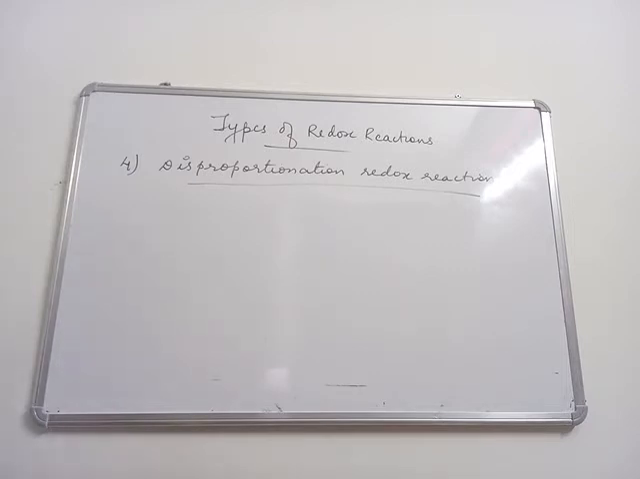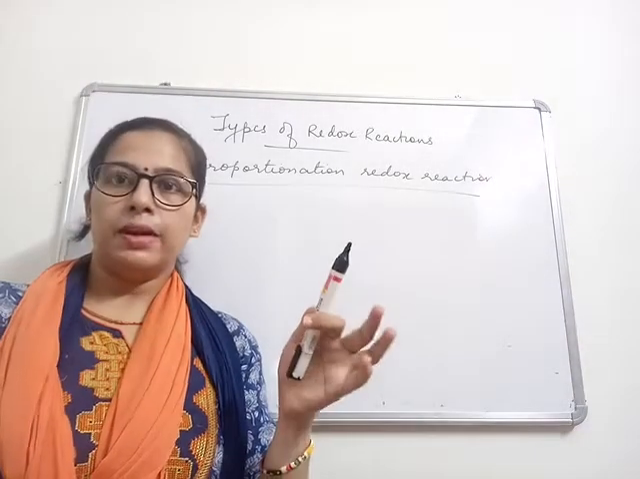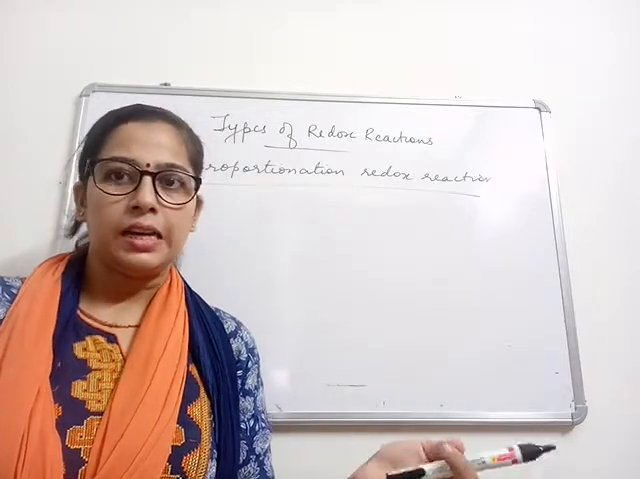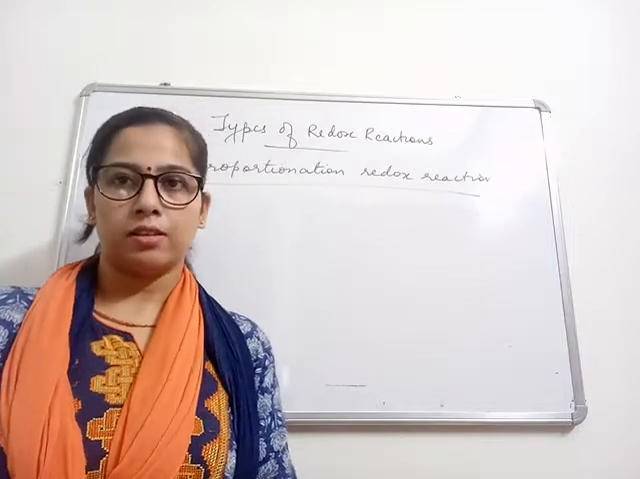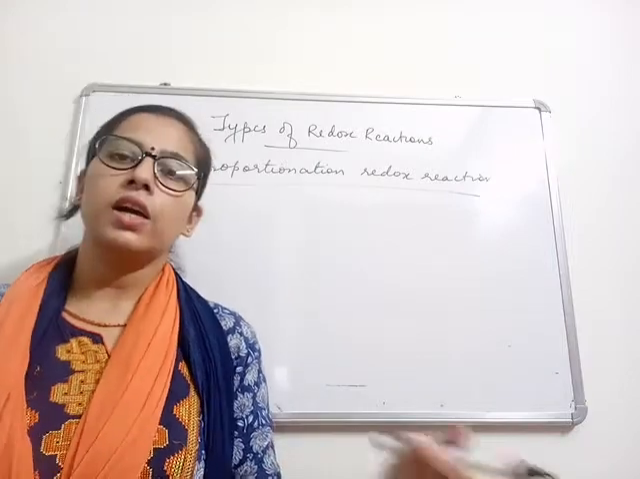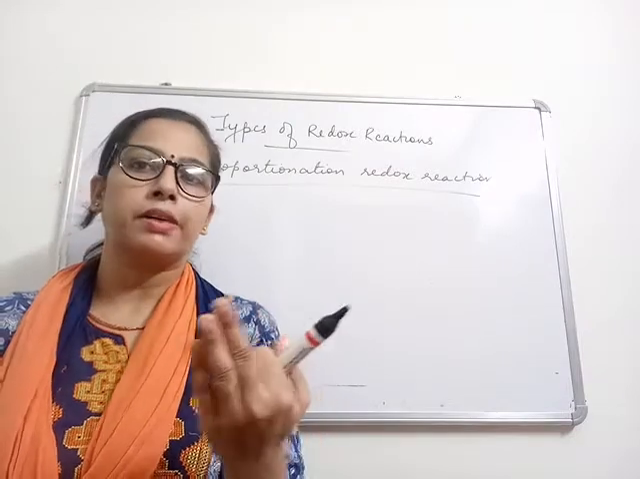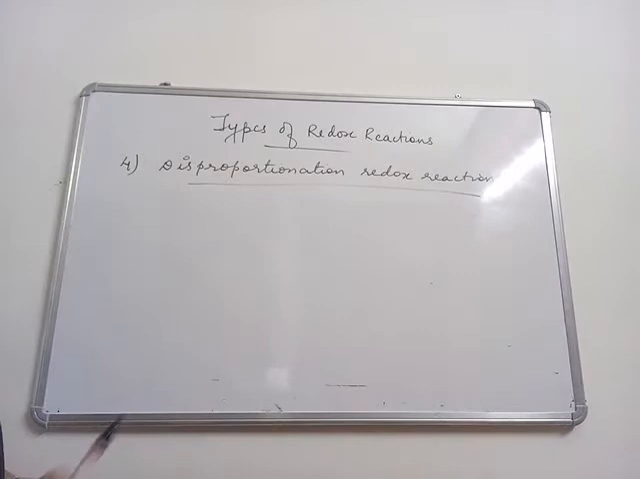It is the same atom of the same element, you have a single element but the atoms of that single element are in different oxidation states, and that same element undergoes reduction and oxidation simultaneously. The same one is undergoing reduction and the same one is undergoing oxidation, that is, the same element exists in at least three different oxidation states within a reaction. And such redox reactions are called disproportionation redox reactions.